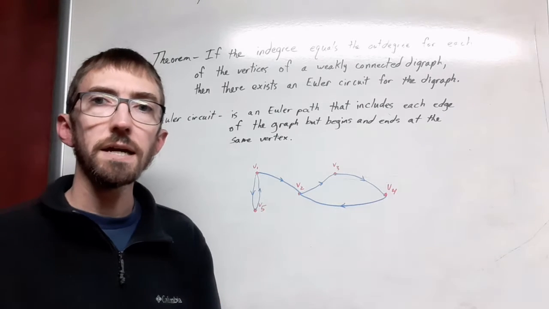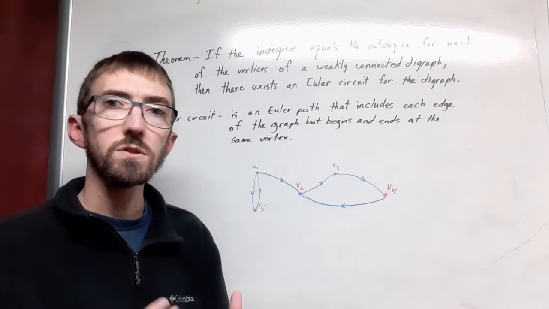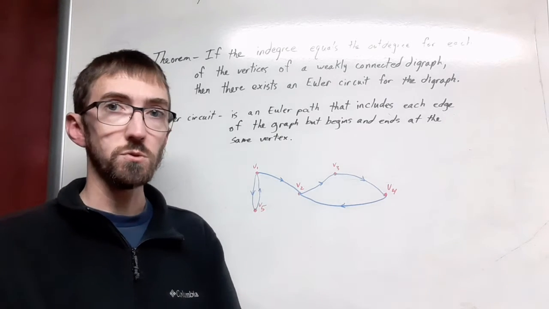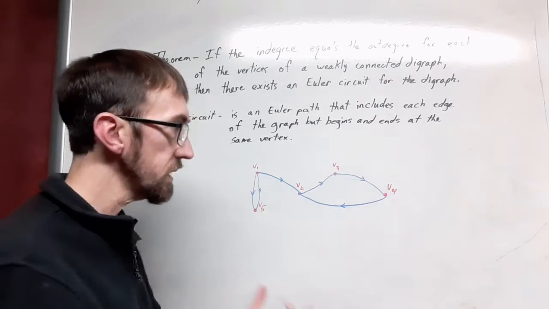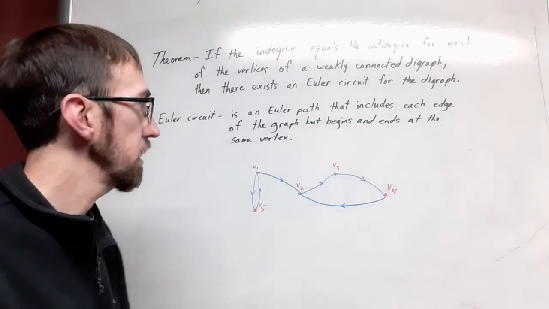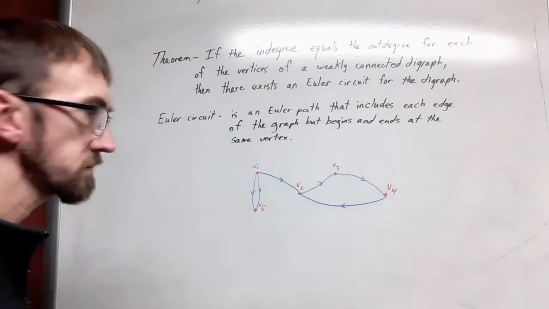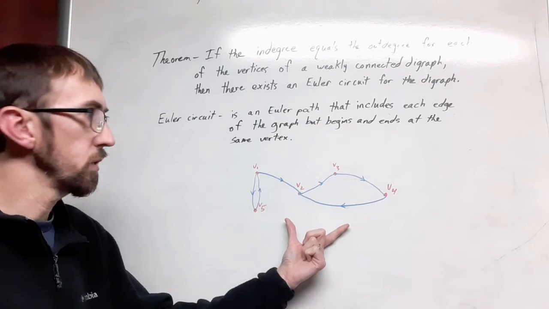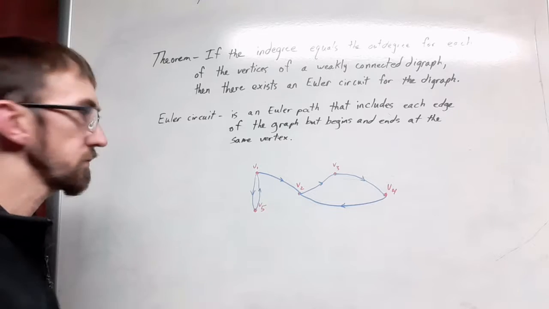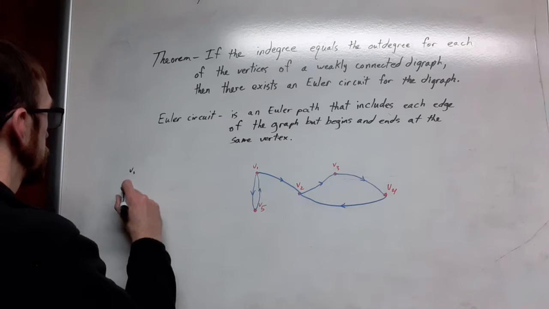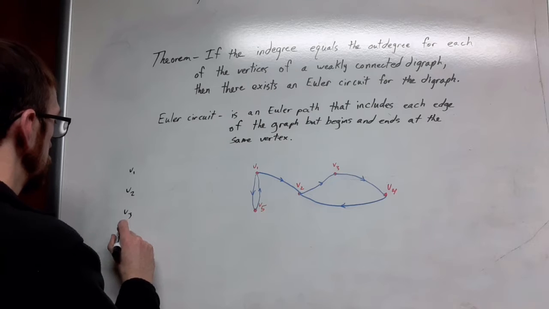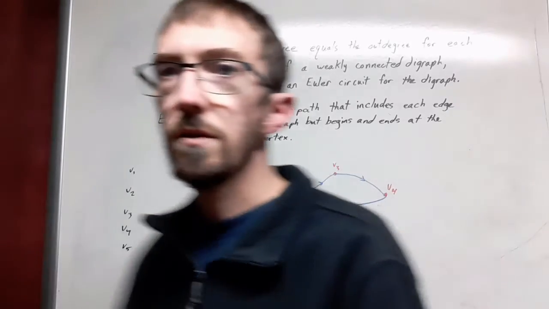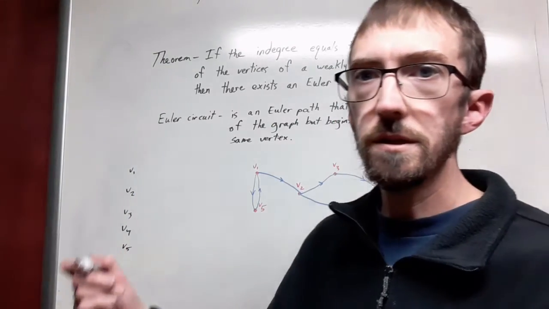We need a way to catalog or organize ourselves so that we know what the indegree and outdegree is for each vertex. So a good way to do that is to create a table and organize ourselves that way. So just list your vertices. So I have 5 vertices in this. They're labeled V1 through V5. So I'm just going to list those off to the side. All right, and so now that I have that across the top, I'm going to write indegree and outdegree.